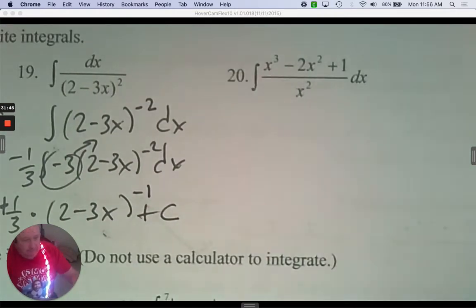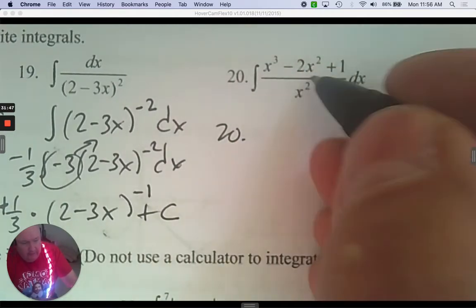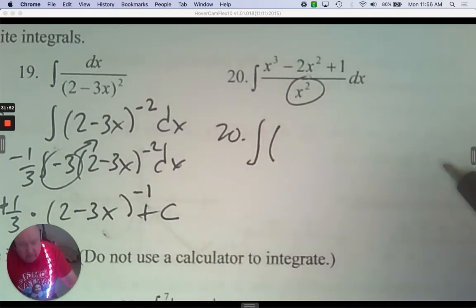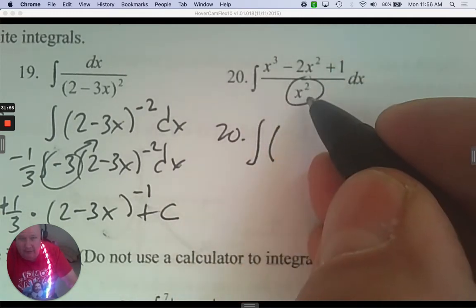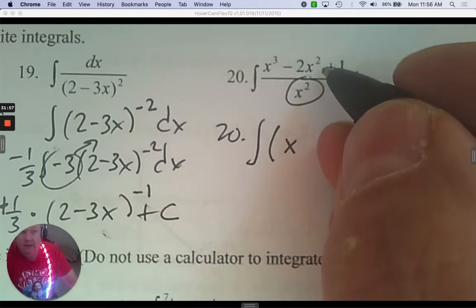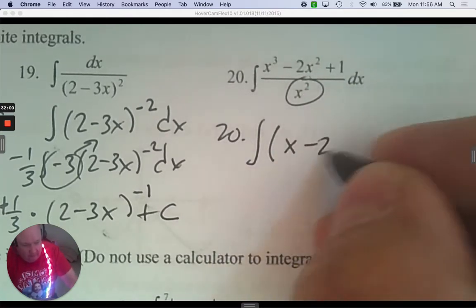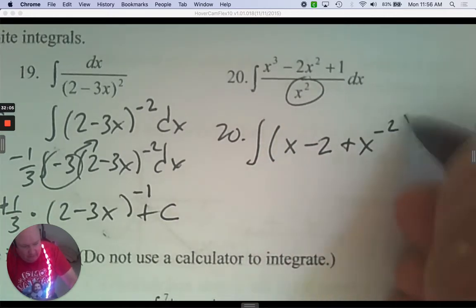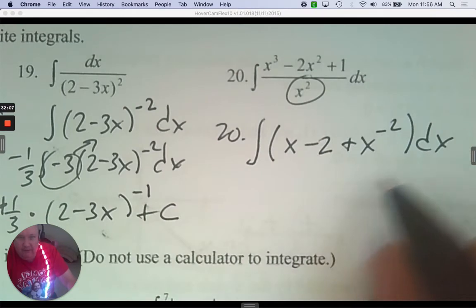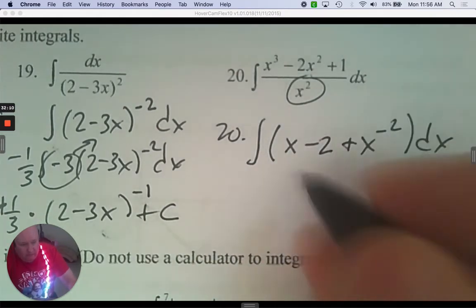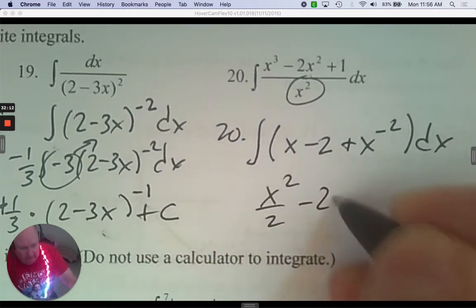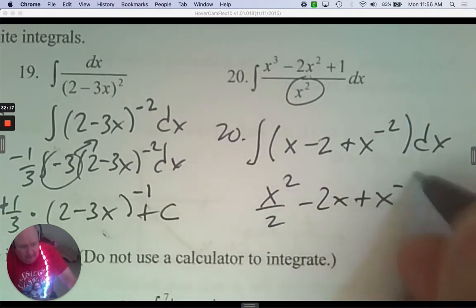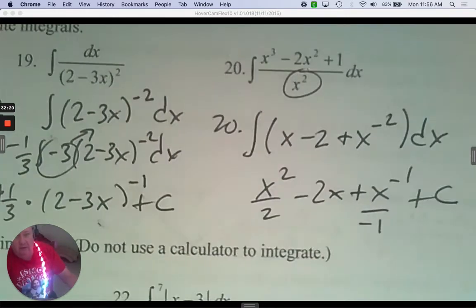Number 20. I noticed the monomial in the denominator. So I'm going to write this as 3 parts. So x cubed divided by x squared is just x. The x squares divide out, that's minus 2. And then 1 over x squared is x to the negative 2. So I have the ability to simplify this. Now do the power rule. So we add 1 to the exponent and divide. Negative 2 is negative 2x. Add 1 to the exponent and divide. And then don't forget the constant.